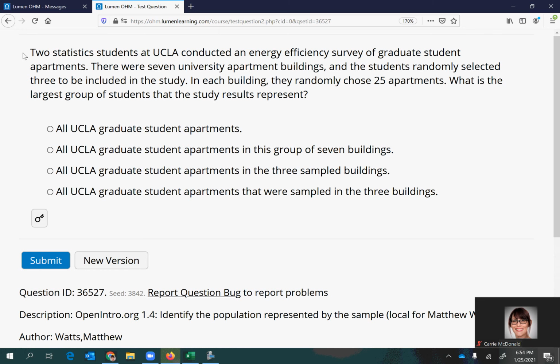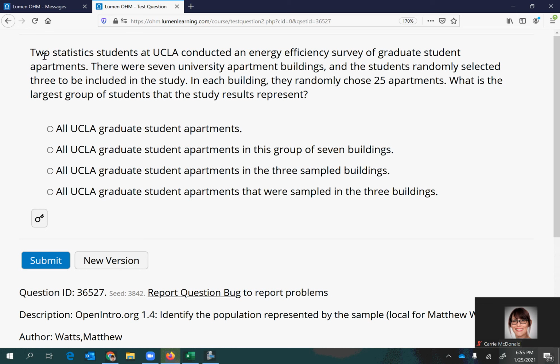All right, so this one says 2 statistics students at UCLA conducted an energy efficiency survey of graduate student apartments. There were 7 university apartment buildings, and the students randomly selected 3 to be included in the study. In each building, they randomly chose 25 apartments. What is the largest group of students that the study results represent?